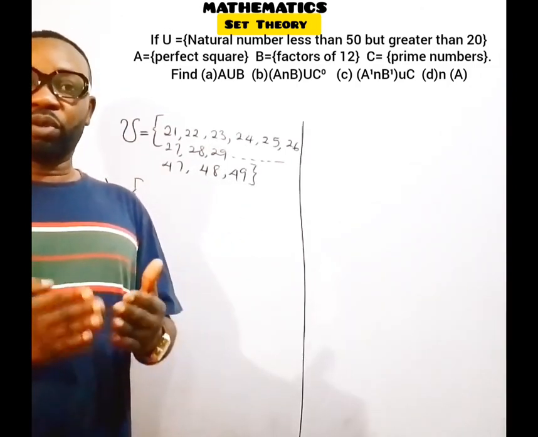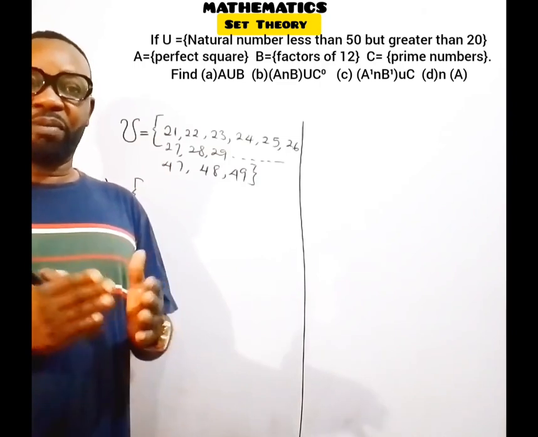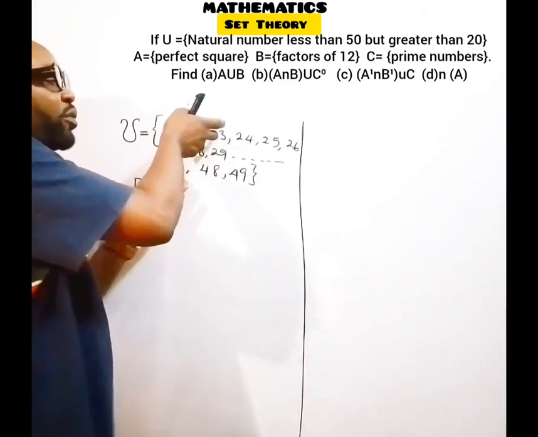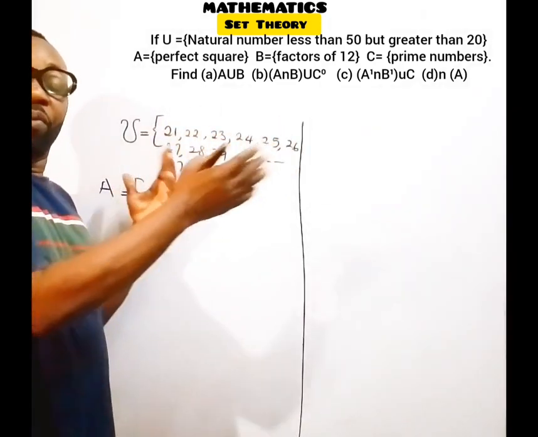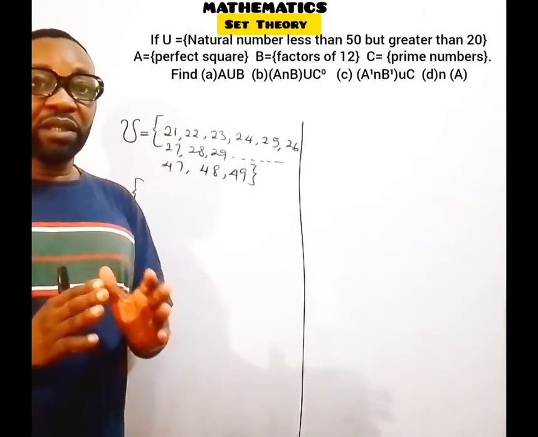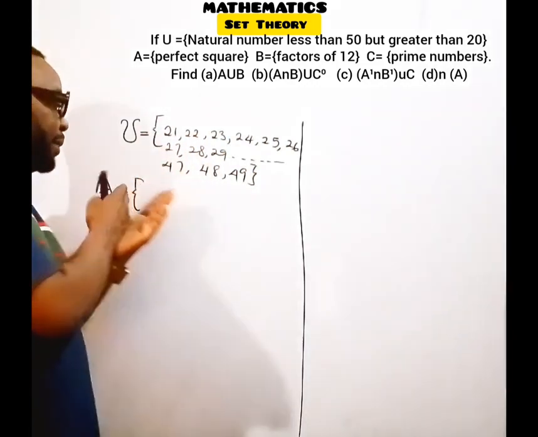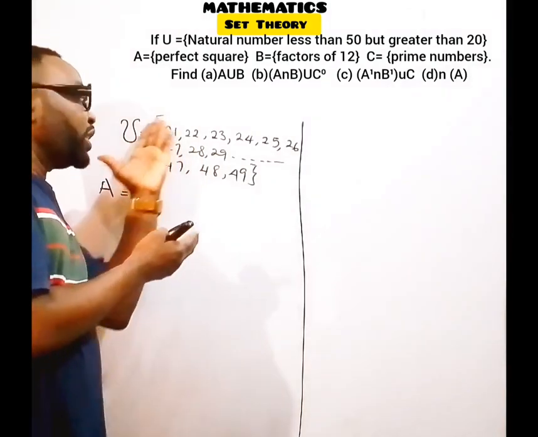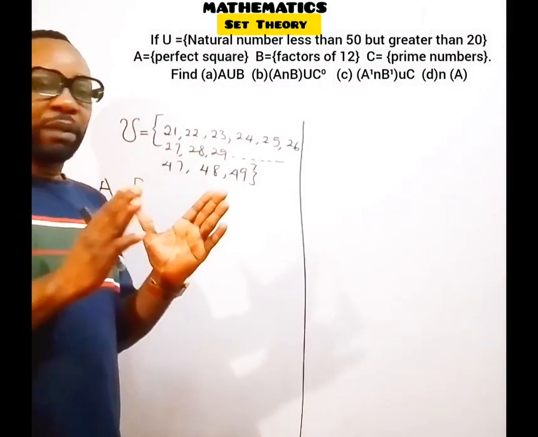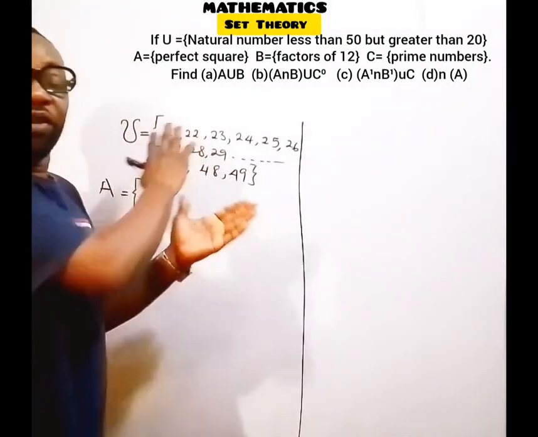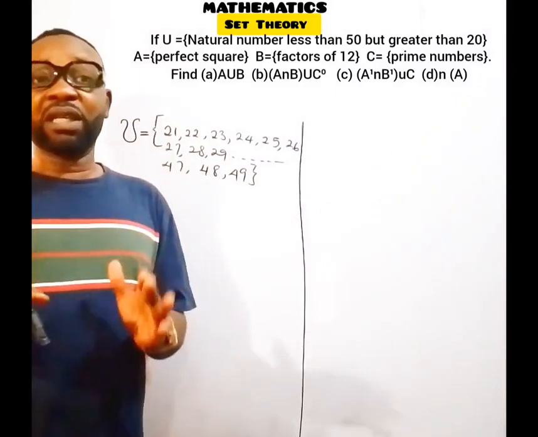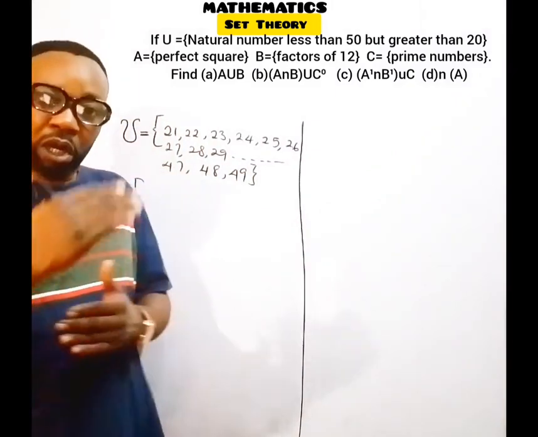That is, those elements that will be in those sets will be taken from the universal set. They cannot go beyond the universal set. So you cannot have an element of this one to be around 20 or 18. No, they must be within the values of the universal set. Once the universal set has been given to us, you must work towards it.